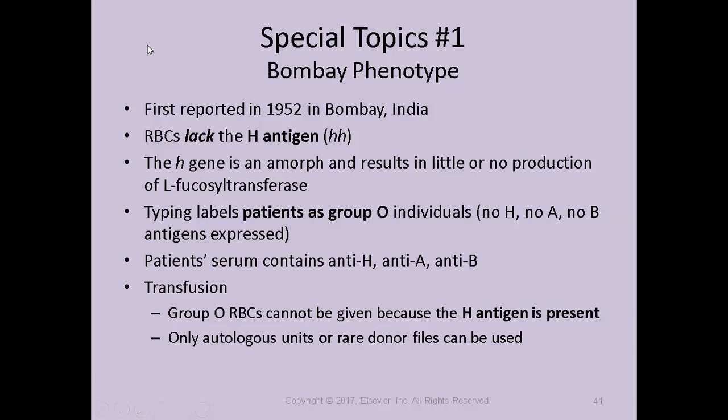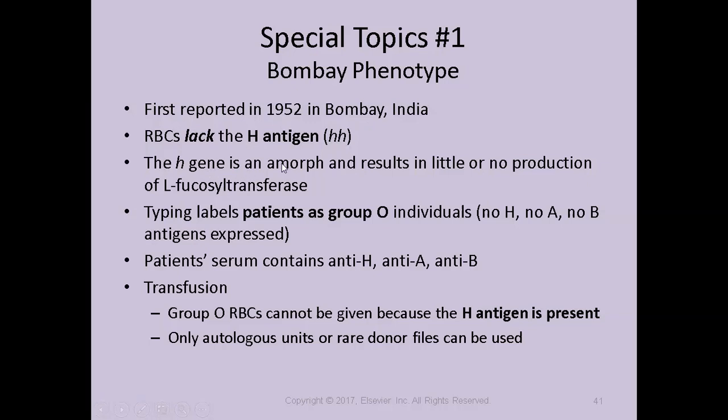So we're going to move on to a special topic called the Bombay phenotype, which I alluded to earlier. And remember, Bombay phenotype has to do with big H. Okay. So it takes on the name Bombay phenotype because it was first reported in 1952 in Bombay, India, which I think is now Mumbai. And what they found was certain members of a family lacked the big H antigen, okay? And so remember, this is usually a dominant, okay? So if they're lacking big H, it means they're little h, little h.